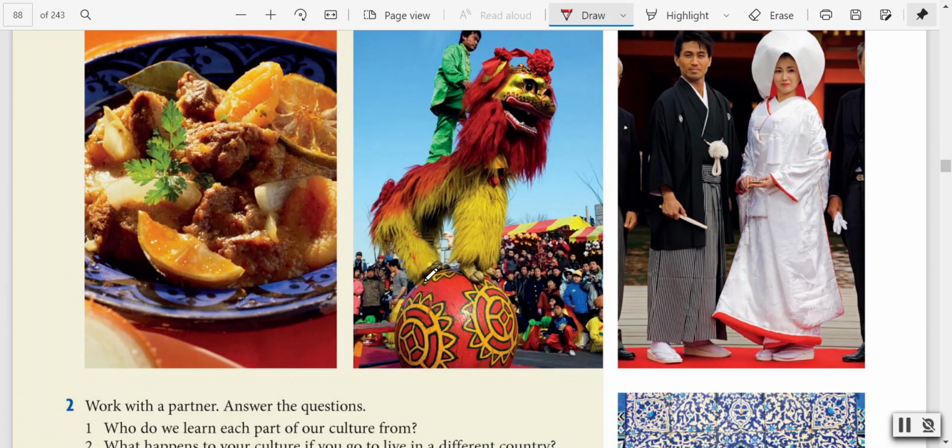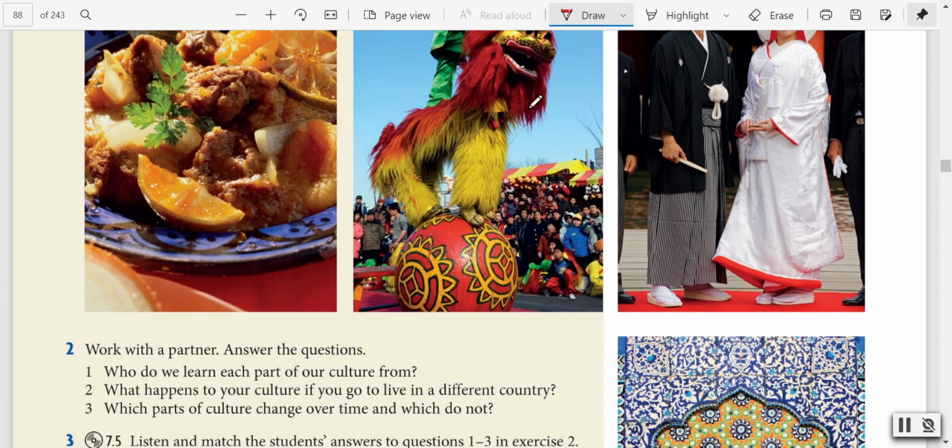And we have these Chinese festivals. They use this sign, this monster, in their festivals.